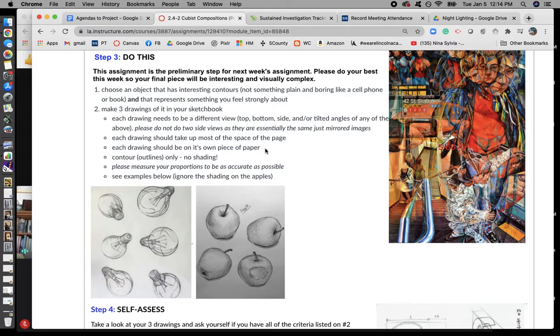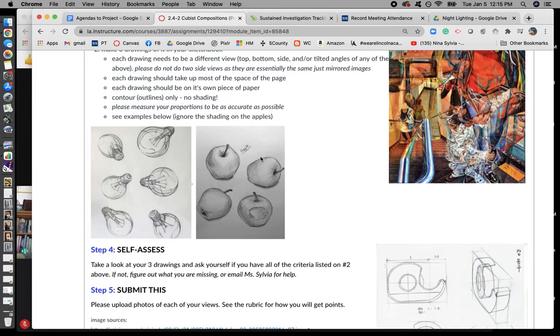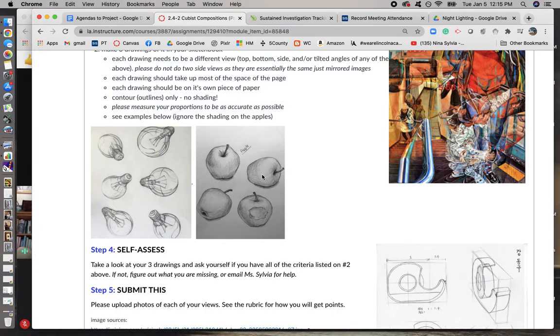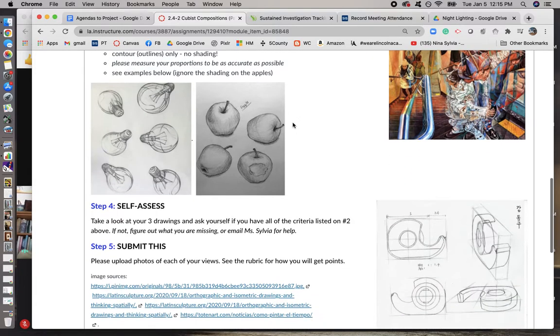And again, each drawing on its own piece of paper, contour lines only, no shading. This apple has some really nice little shading, but for the next step of your project, you really just want the outlines. So I'm obviously not going to take points off if you do shading, if you like that, but for now, you can stick to just the contour lines. Please measure your proportions to be as accurate as possible.